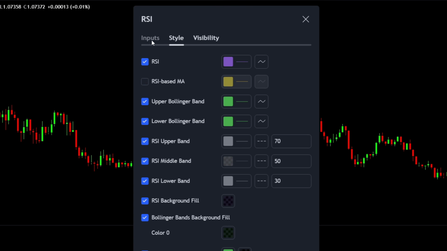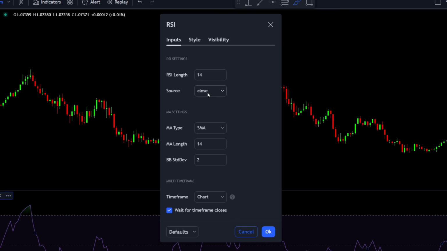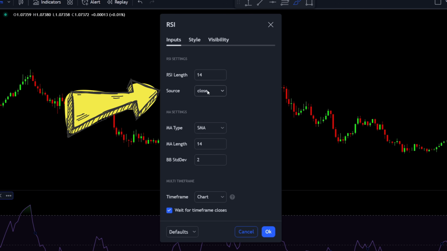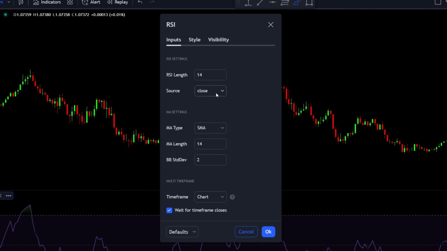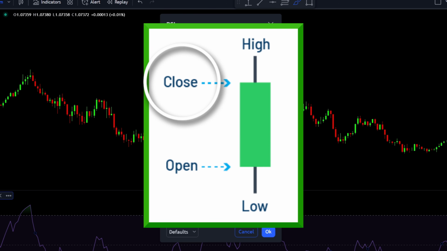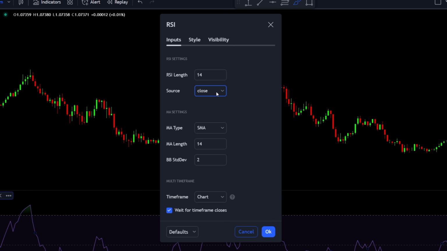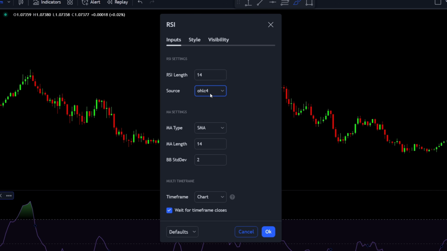Now, however, let's go here to the inputs tab and take a look at the actual setting we want to change here. So we want to go down here to where it says source, and as you can see right now it says close right here. And close basically means that right now the RSI indicator will base its calculations on the closing price of all the candlesticks. But we can actually change this. So let's open up this bar right here and go down to where it says ohlc4, and we want to choose the ohlc4 here. And you may wonder, why would we want to choose this one?